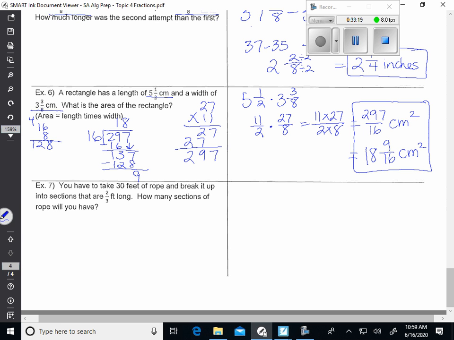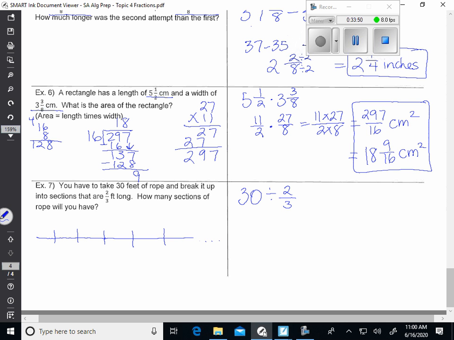And our final example together, example 7, you have to take 30 feet of rope and break it up into sections that are 2/3 feet long. How many sections of rope will you have? So you're taking a whole rope and you're breaking it into sections. Breaking it into sections means that this is a division problem. 30 divided by 2/3.